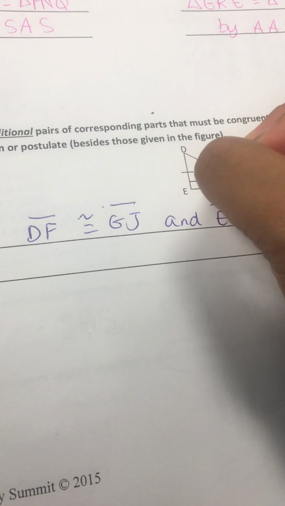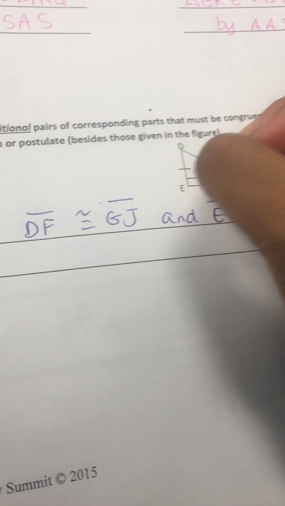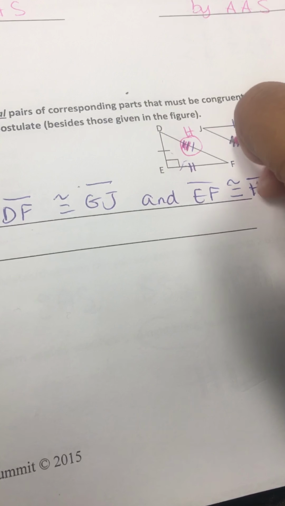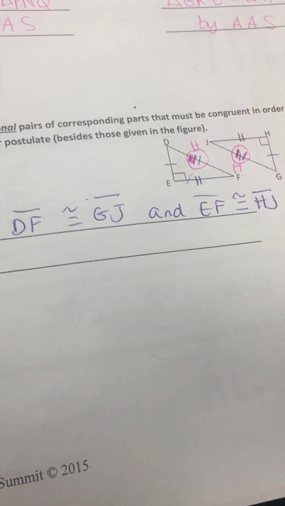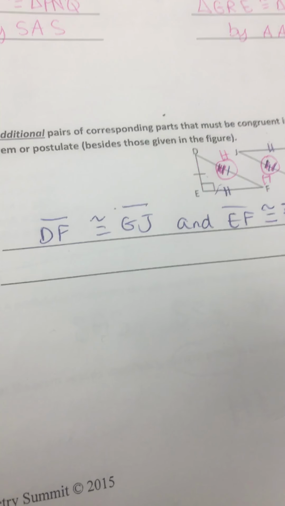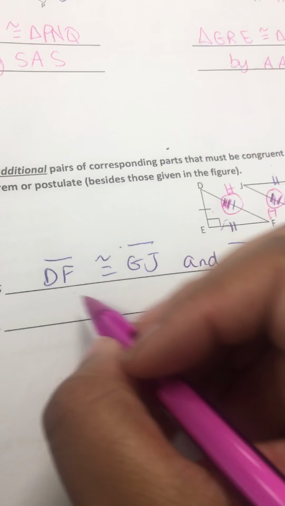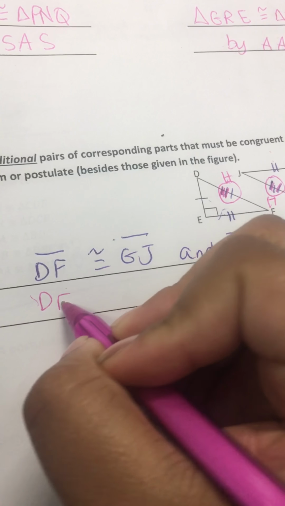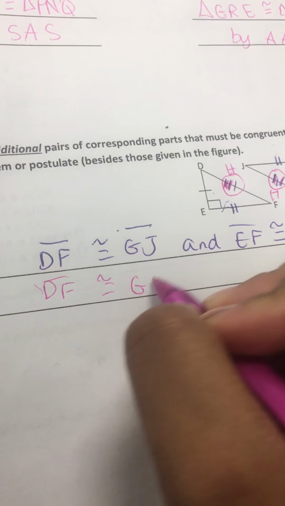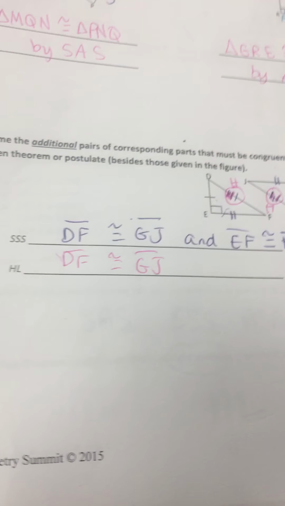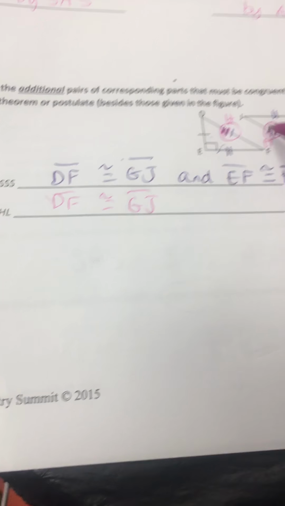Now they said, what do I need for it to be HL? So I would need this to be my H, and then either one of those sides. So you could just use the side that was given. So all you would need for HL is DF to be congruent to GJ, because they already gave you that. That's the leg.